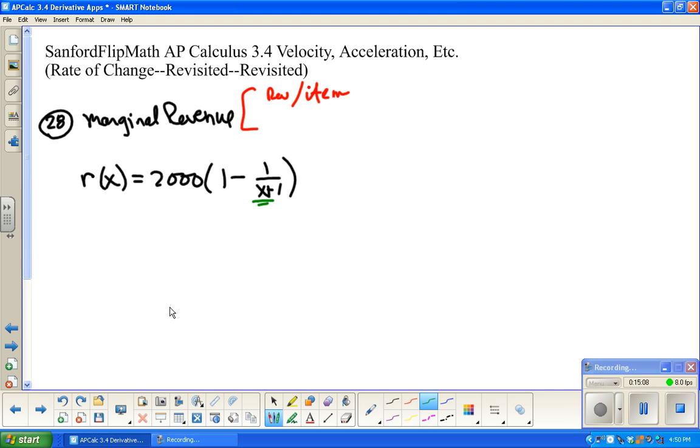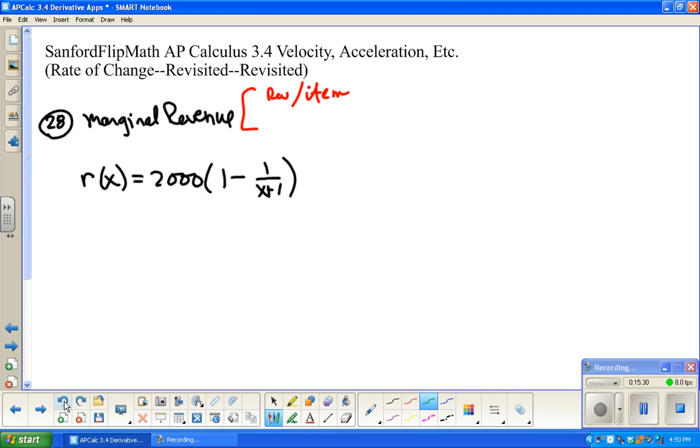0 desks will make us 0 revenue, which actually kind of works in this equation. If you put a 0 in for x, this is going to be 1 minus 1, and then end up being 0 times 2,000. So, all right, how does the revenue change as the number of desks change? So draw a graph, did that.